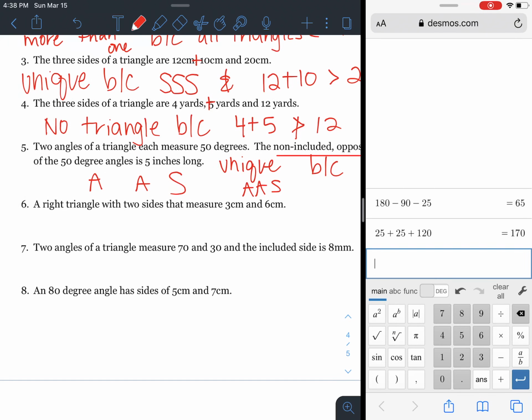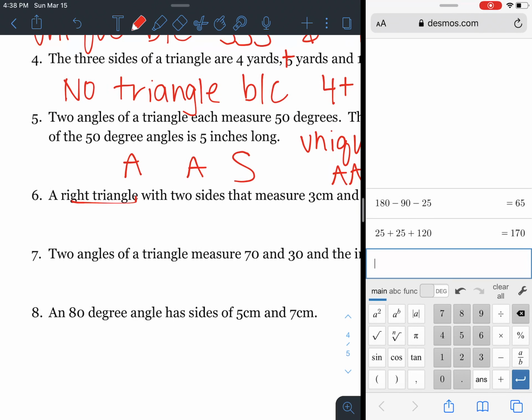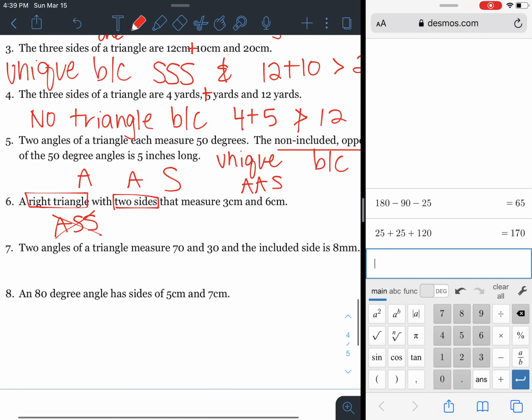Next one, a right triangle with 2 sides that measures 3 centimeters and 6 centimeters. It's a right triangle, so they gave us an angle, but they gave us 2 sides, and they didn't tell us if it was in between or on either side. So remember, we can't have that word. So, more than 1.